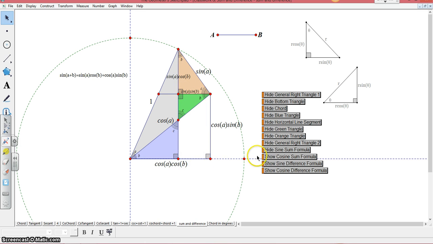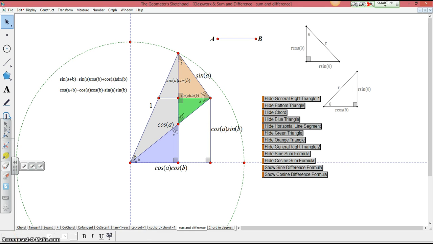We are seeing this via this formula right here. This concludes our proof of sine of alpha plus beta and cosine of alpha plus beta.